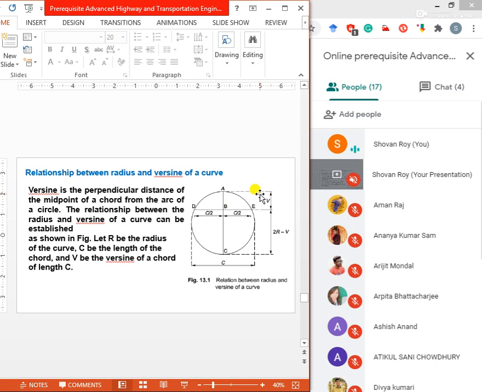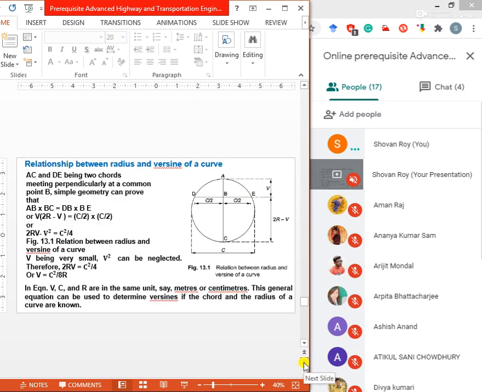Let R be the radius of the curve, C be the length of the chord, and V be the versine of a chord of length C. On this chord line C, the versine AB of length V is the versine of a chord of length C. Length C is D. On D, this versine V is present actually.